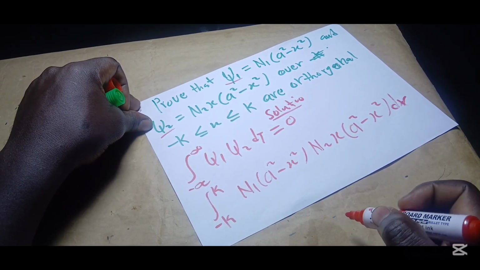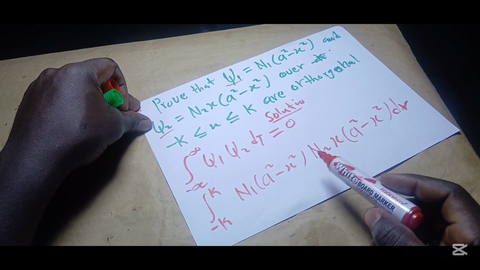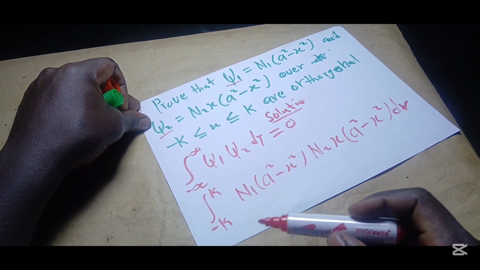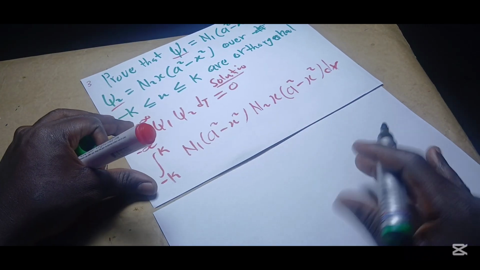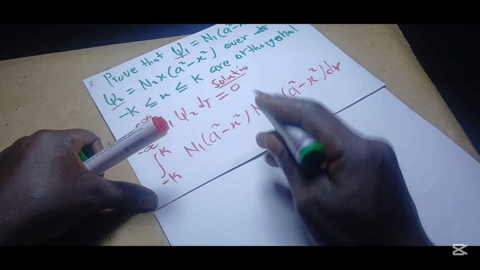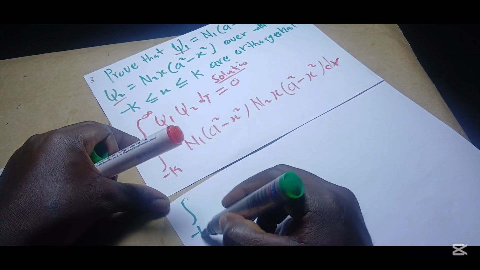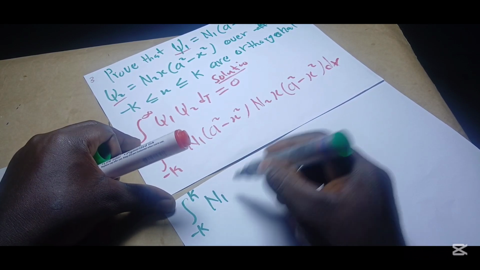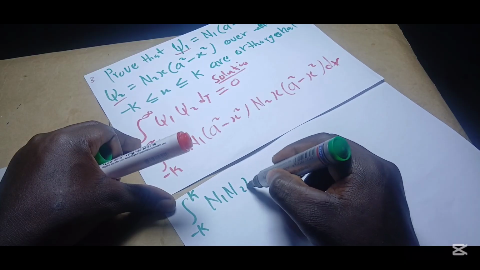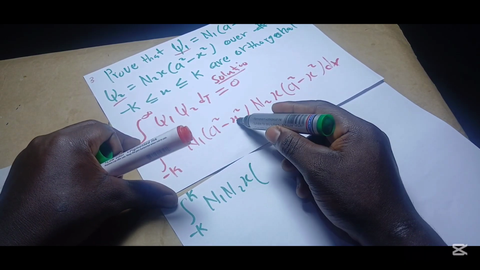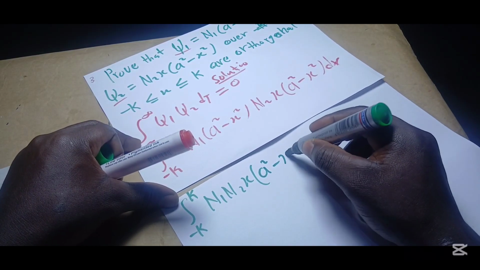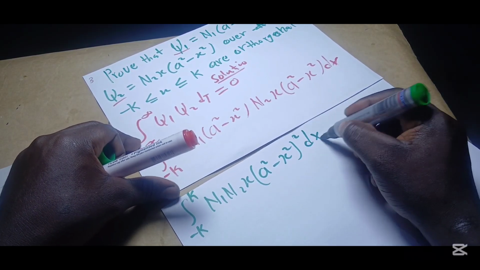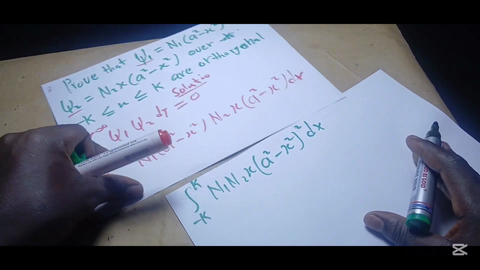If the result gives us 0, then indeed the wave functions psi 1 and psi 2 are orthogonal to each other within the interval of minus k and positive k. So now let's proceed. We can group this term to the same side. So integral from negative k to positive k, n1, since they are multiplying, we bring n2 here and then x here. And a squared minus x squared, they are of the same term, so we can just square it. So now, what do we do next?